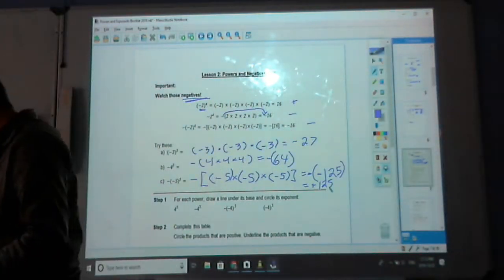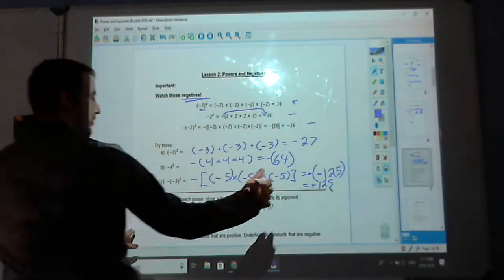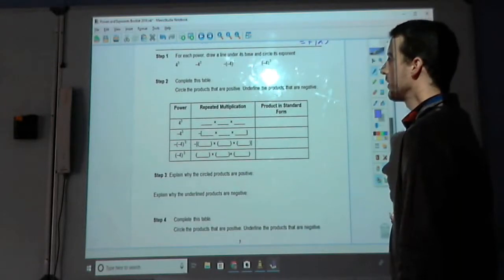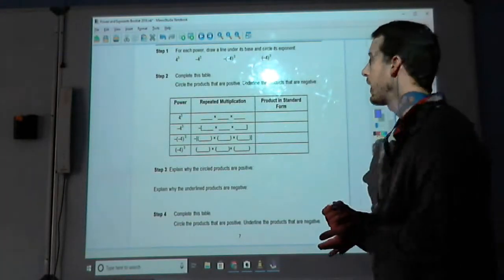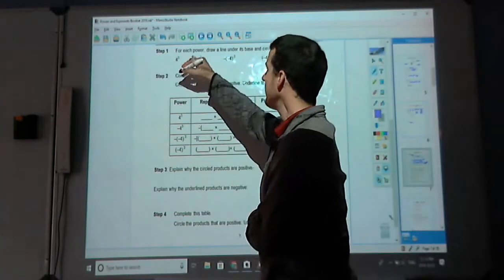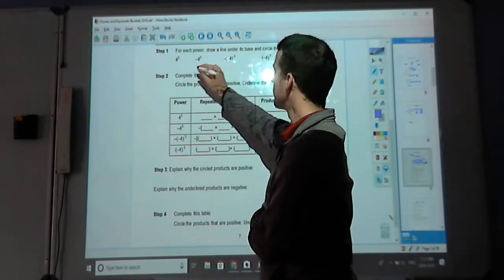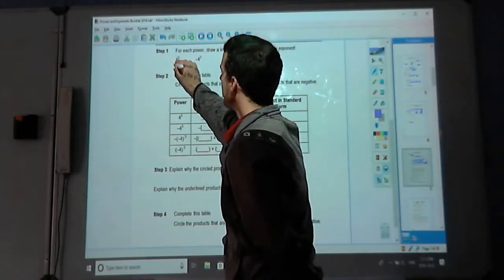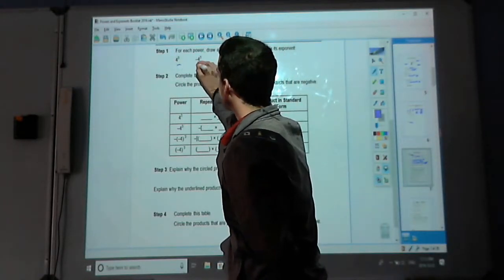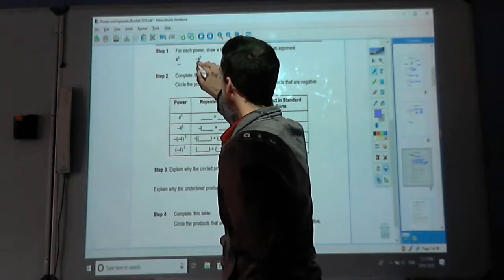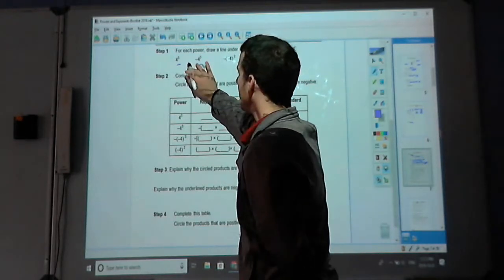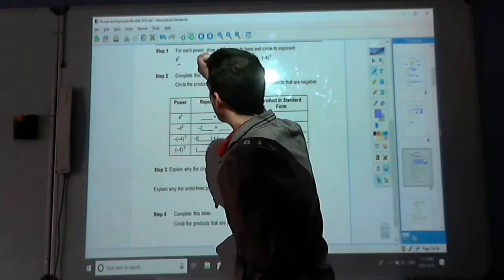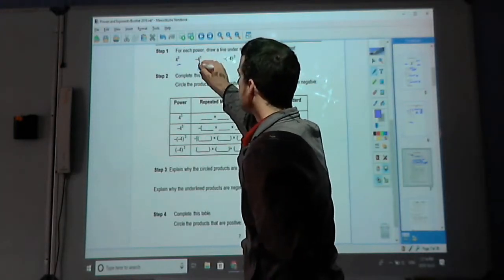Okay, so let's move it along. Just slide it down here for you guys. So we're going to look at how to do this step by step. Step one here, for each power, draw a line under its base and circle its exponent. So we know the base is the big number, so we're going to just go underneath that. It's a little hard to see here, but I do not want to underline the negative here. So it's kind of hard to see, but that is just for the 4.